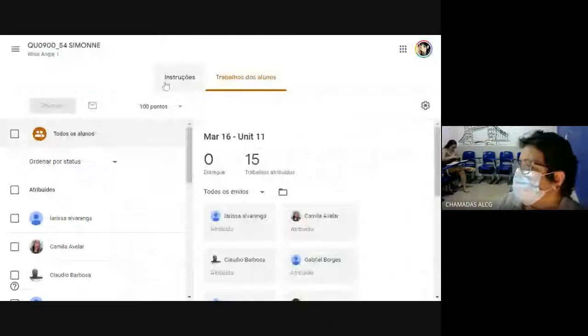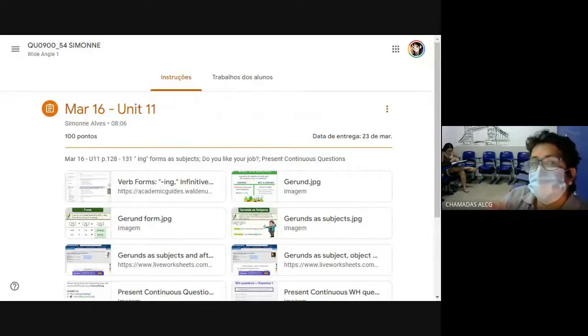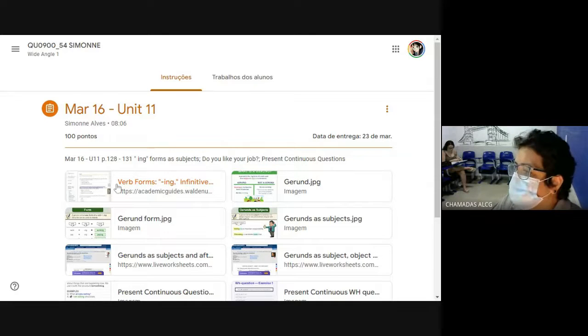So, now back to this week, March 16th. We are going to start today from unit 11.2. I'm backing up a little bit because I want to reinforce ing forms as subjects, right? And then we move on, all right? So, to start the lesson, I would like to open this file and show you that.